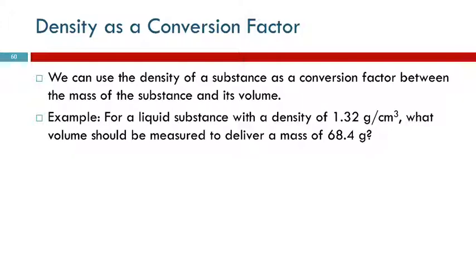Okay? So, for a liquid substance with a density of 1.32 grams per cubic centimeter, what volume should be measured to deliver a mass of 68.4 grams? Well, I'm given a density, 1.32 grams per cubic centimeter, and I'm given 68.4 grams. Two numbers. I have to decide which one to start with. Probably this one, right? This looks like it could be a conversion factor. This one's not going to convert to anything. It is plain old grams.